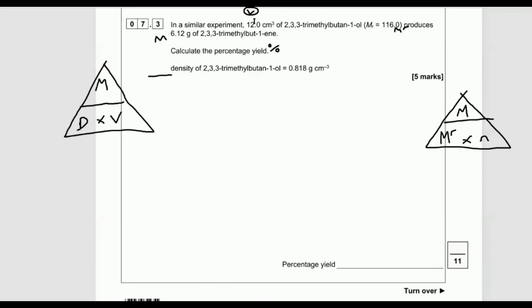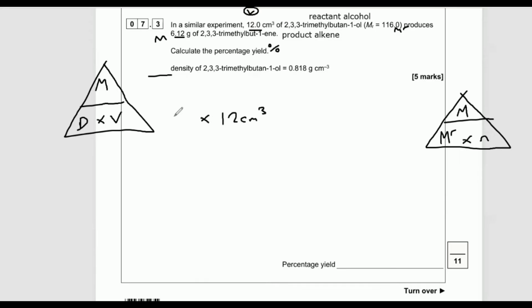So let's use the density first of all. We've been given the volume of the reactant, which is the alcohol, and we've also been given the density of the alcohol. Remember, it's an alcohol becoming an alkene. So we've been given the volume and the density of the reactant alcohol, and we can use that density and that volume.